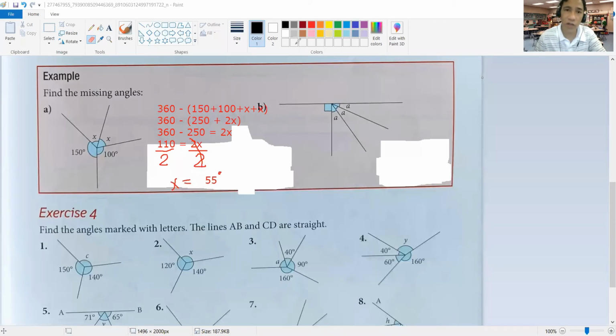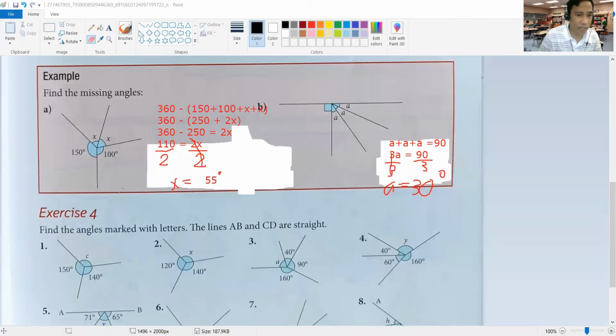While here, to get the value of a, all you have to do is a plus a plus a, and that is equal to, remember, 3a is equal to 90 degrees because it's equal to a right angle. So a plus a plus a is equal to 3a, and that is equal to 90 degrees. Then all you have to do is divide both sides by 3 to get the value of a. And 3 divided by 3 is 1, so a is equal to 90 divided by 3, which is 30 degrees. Therefore, the value of a here is 30 degrees.